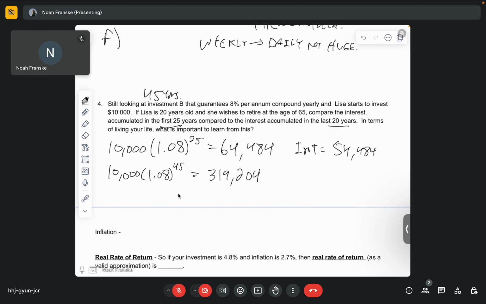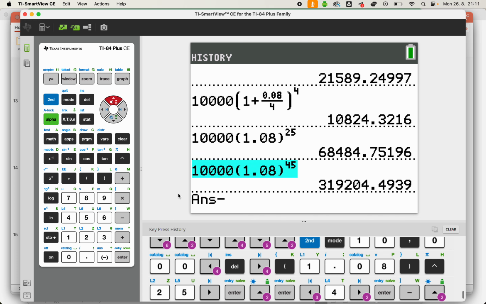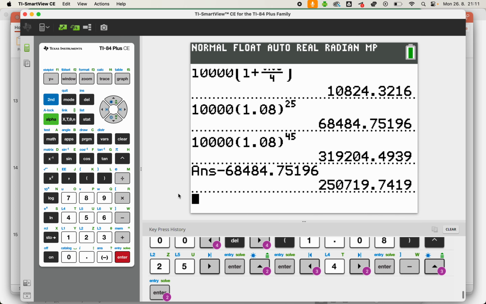So the interest, let's see, how do they want us to do this? They want us to compare the interest accumulated in the first 25 years to the interest accumulated in the last 20 years. So we just want to know the interest difference between those two. So if we subtract the 68,484, we can do that exactly in our calculator. We just go up and grab that, subtract it. We get $250,719 worth of interest between those two. So the interest here is $250,719, right?